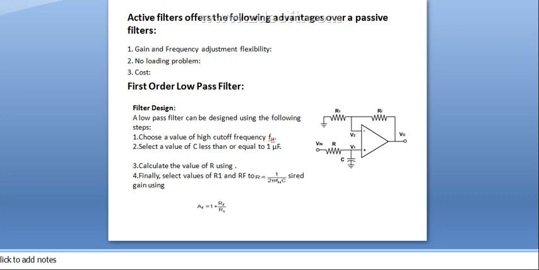So the design steps are: choose a value of high cutoff frequency FH for the low pass filter. Then select a value of C less than or equal to 1 microfarad and calculate the value of R.